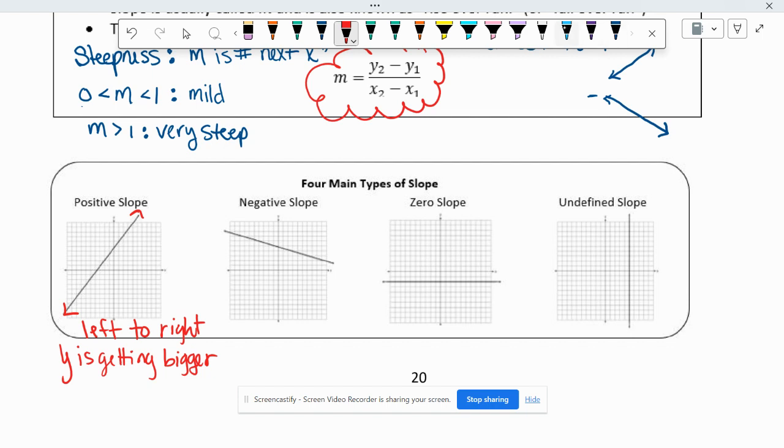If you have negative slope, again, you're going to read it from left to right, but you notice that y is getting smaller. I just want to talk about that so you understand what I'm saying. When I say that y is getting bigger, we're going to look at the y values. I want to look specifically at the y values of my graph.